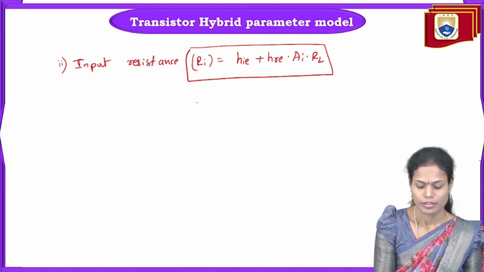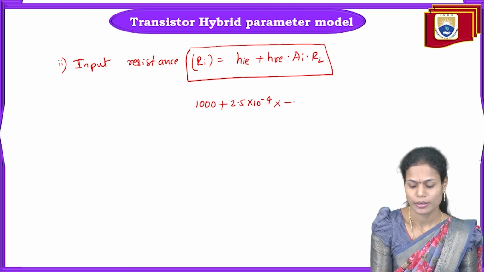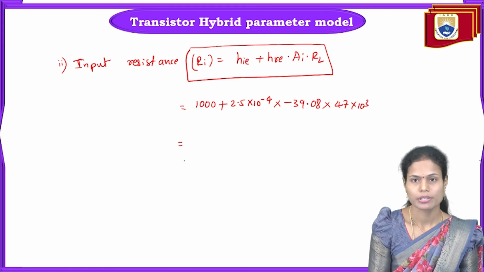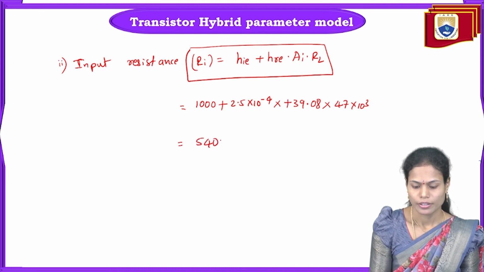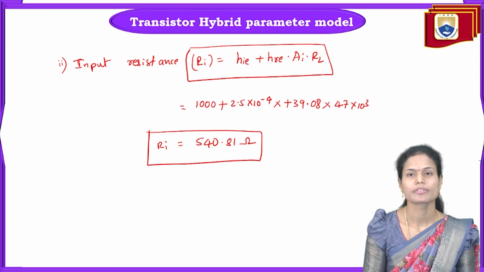hie is 1000 plus hre value is 2.5 into 10 power minus 4 into current gain. Just now we have calculated, that is minus 39.08 into load resistance is 47 kilo ohms. So if we simplify this, we will get it as 540.81 ohms. So this is the input impedance of the circuit.